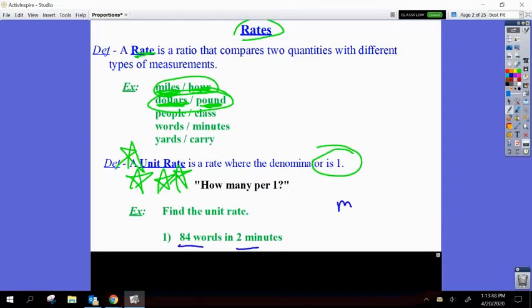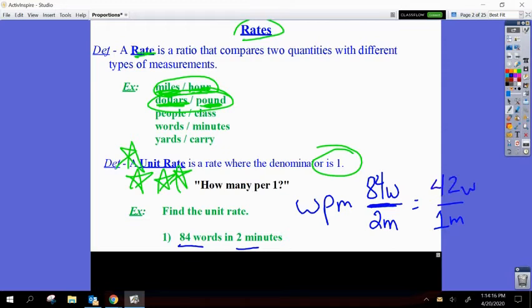They want to know how many words per minute you can do. Not words per 2 minutes, words per minute. So if you could do 84 words, and notice that I'm labeling, you know how I feel about labeling, 84 words for 2 minutes, to figure out how much you could do in 1 minute, all you have to do is, there's another way I'll show you later, but you just have to divide. 84 divided by 2, that's 42 words per 1 minute.